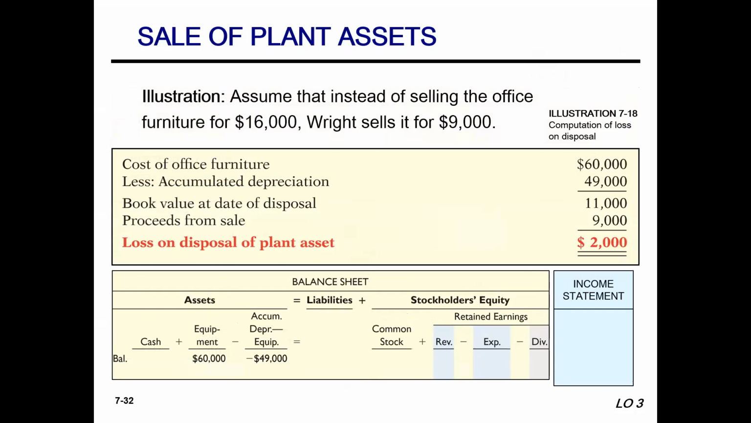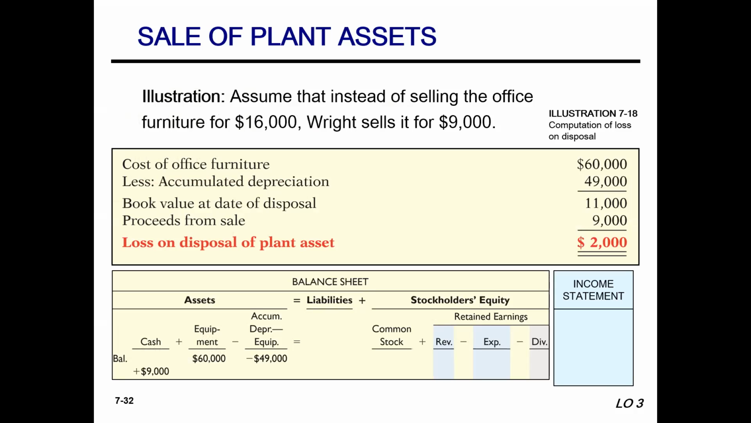So another way of looking at it: instead of selling the office furniture for 16, they sell it for 9. So this is the example of below book value. We have this asset still at a book value of 11, and we sell it for probably a more realistic price. So now we have this loss on disposal. Basically I had 11,000 left to depreciate, and I never got to. So maybe I didn't take enough depreciation in the past. Well, now I'm going to get that $2,000 difference. I will get that as a deduction, as a loss on sale.